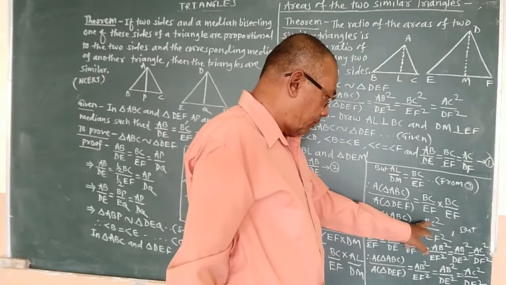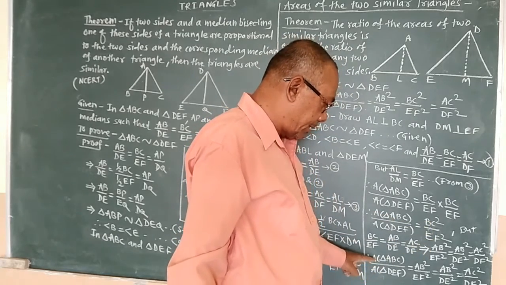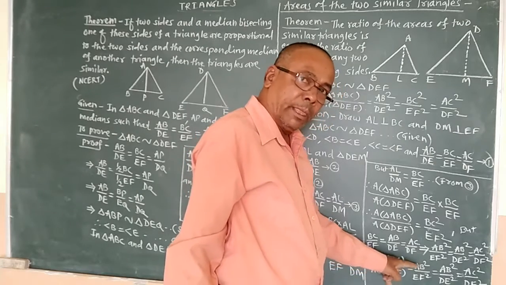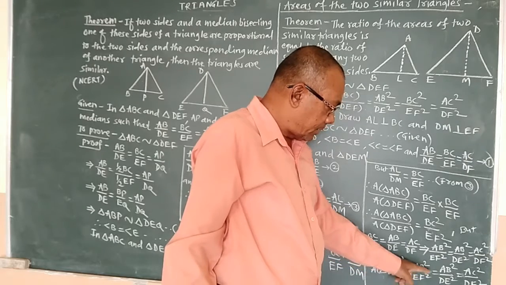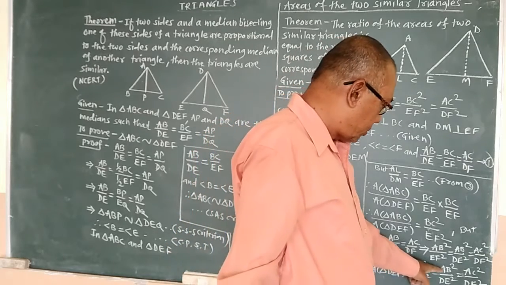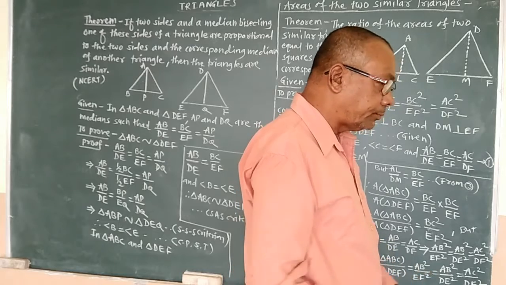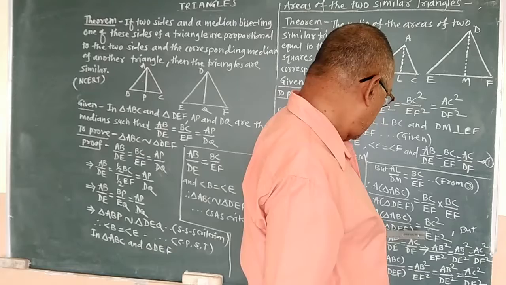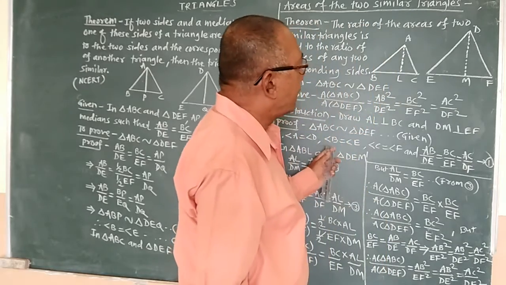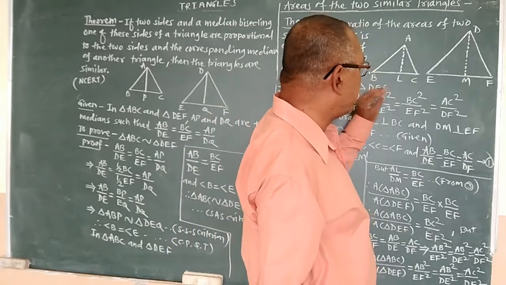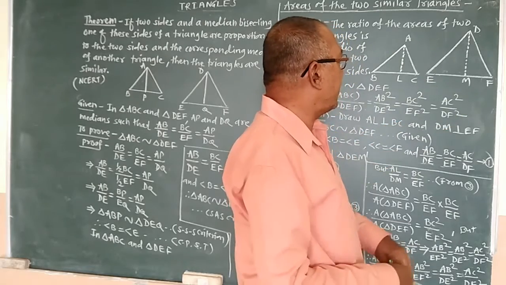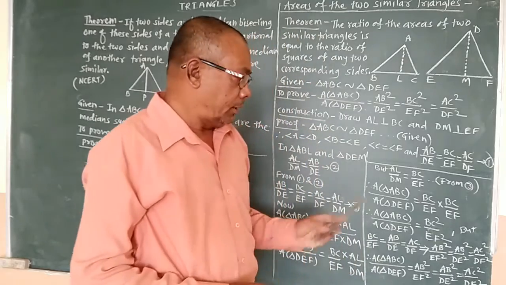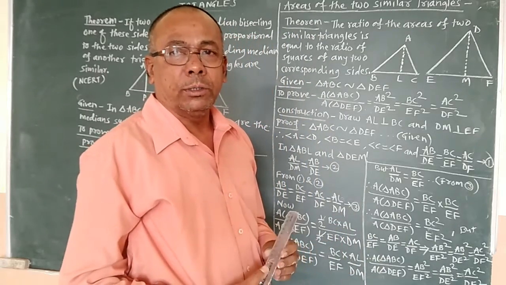Equal to the above equation, then we will get that area triangle ABC upon area triangle DEF is equal to AB square upon DE square, that is equal to BC square upon EF square and AC square upon DF square. So in this way we have proved our theorem.